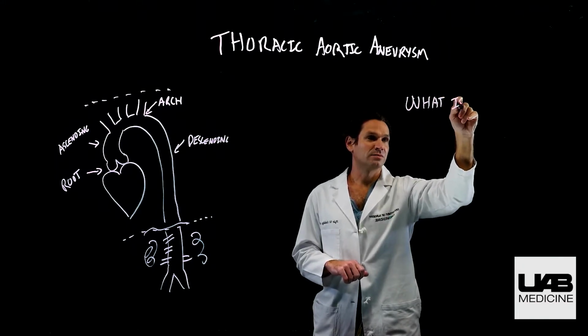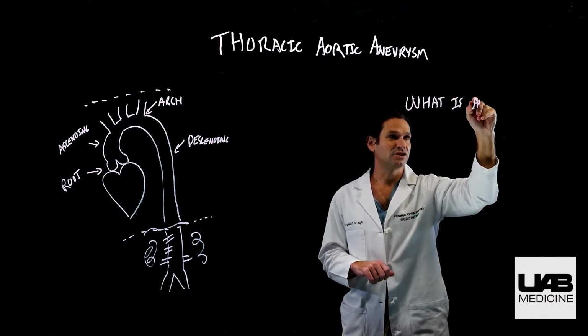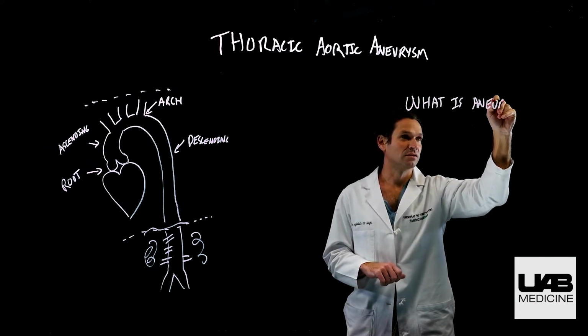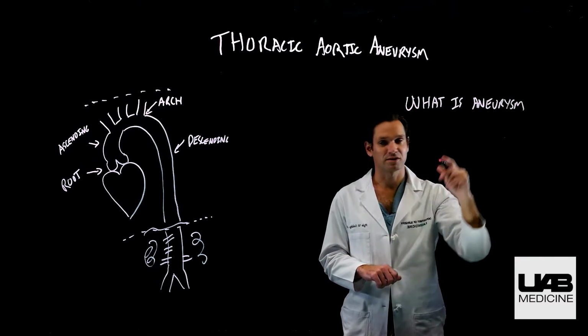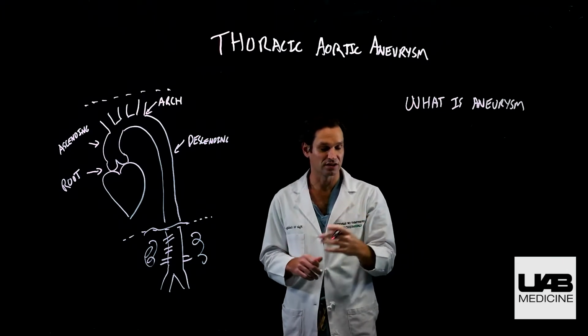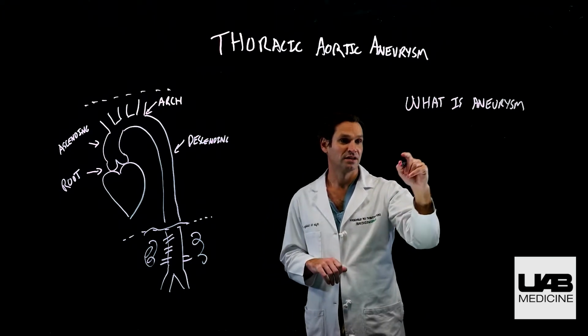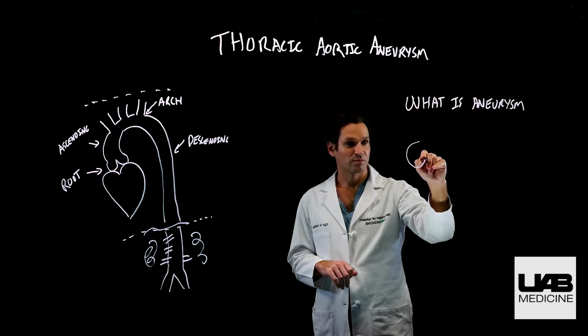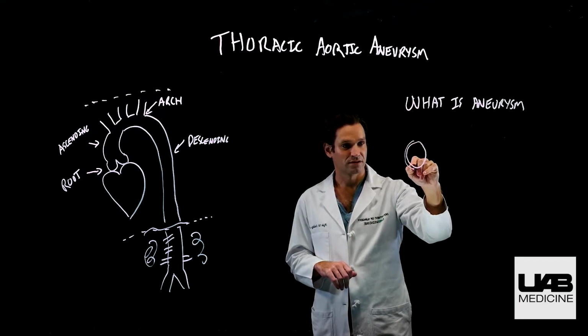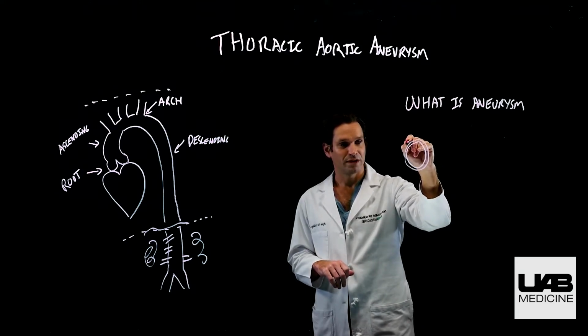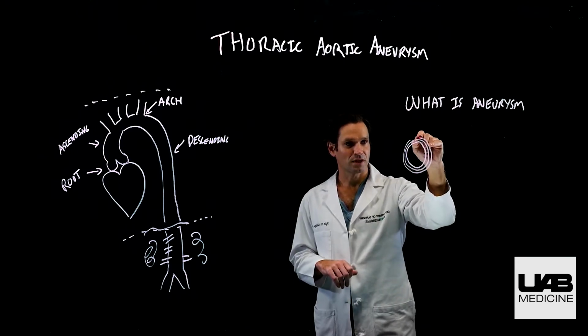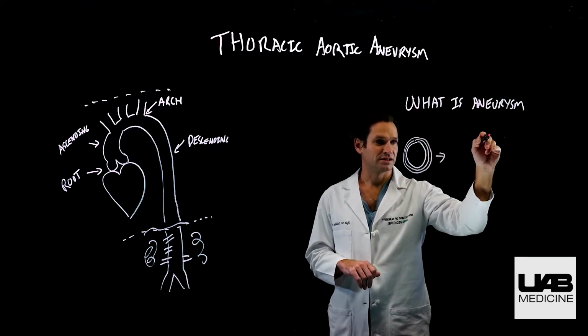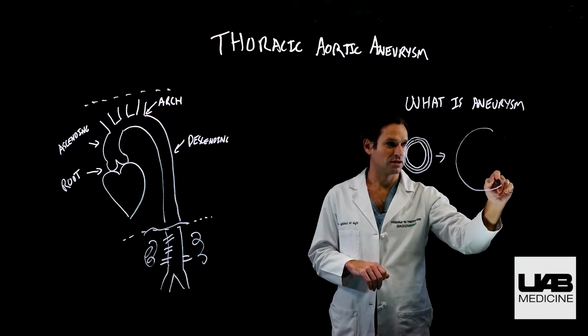An aneurysm is simply any dilation of a blood vessel. The aorta happens to be the largest blood vessel in your body, and so dilation of this vessel is significant. The aorta is built like a 3-ply garden hose, and it has 3 layers, like so. When we have an aneurysm, there's a stretching of these layers, and simply there's a dilation of the vessel.